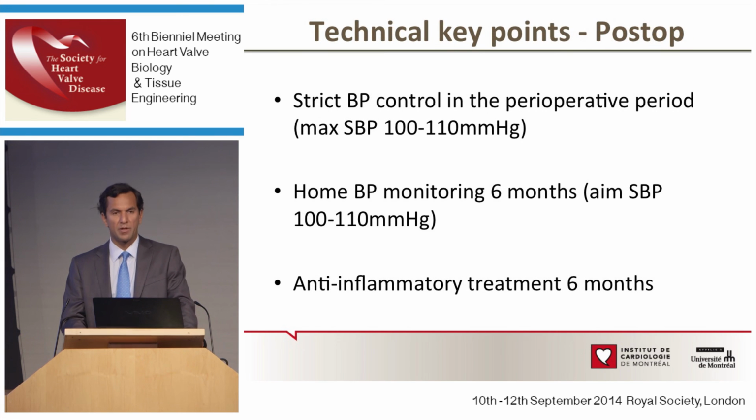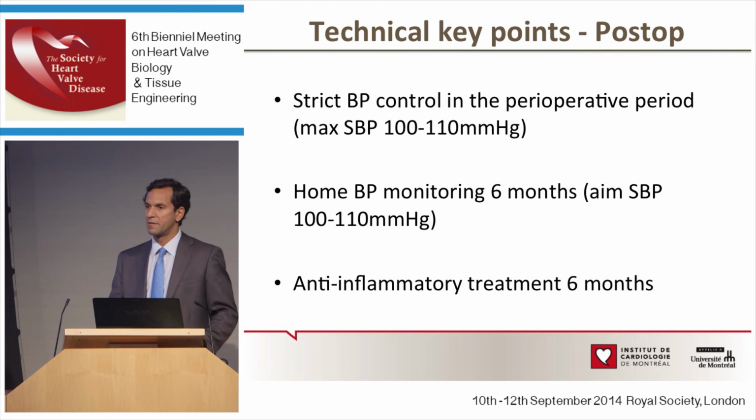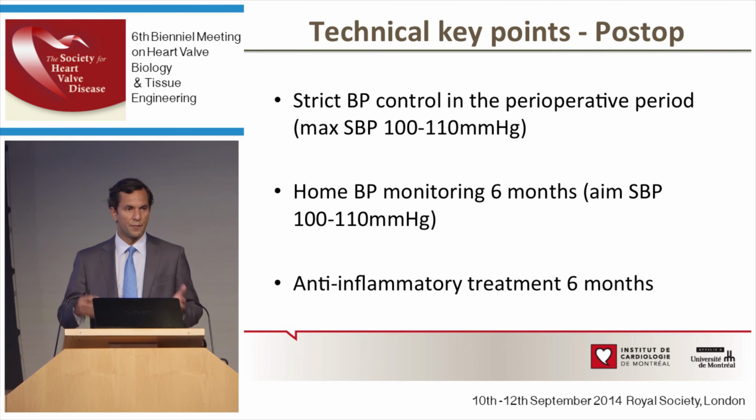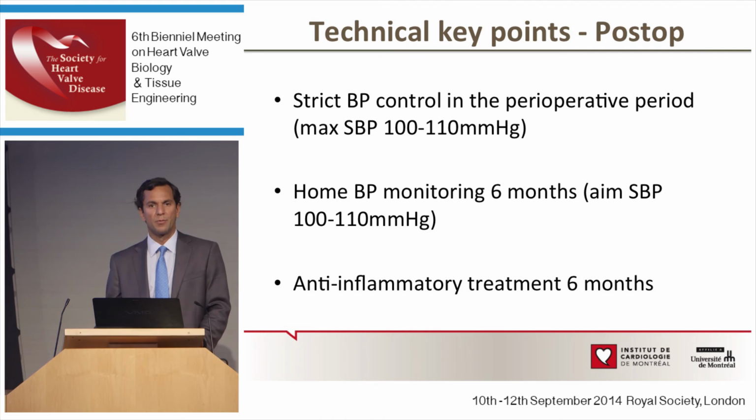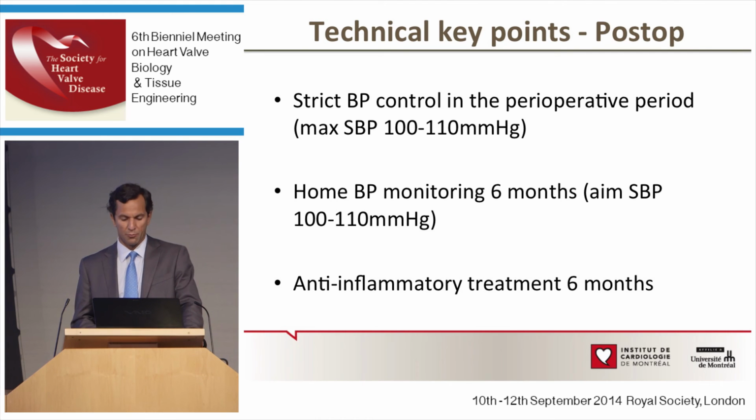The other important element in the postoperative course of these patients is to control their blood pressure as closely as possible from the minute the patients reach the ICU until the first 6 to 12 months, which is the period of time we think is required for the pulmonary autograft to adapt to its new environment. We know it does adapt.